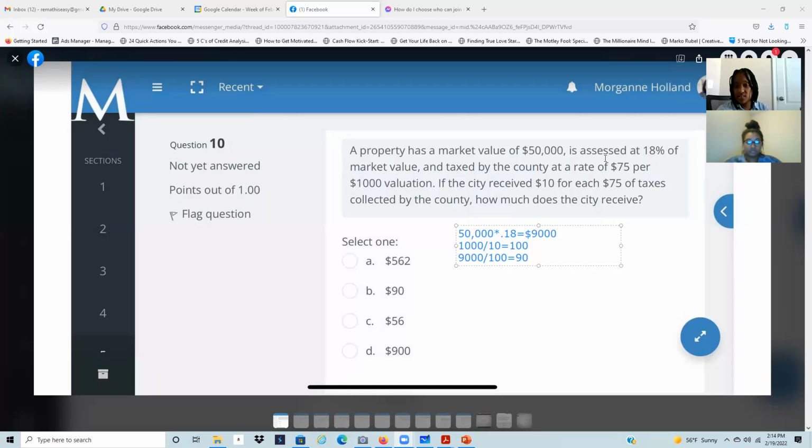Well, first of all, you got to get the assessed value. So you take the $50,000 times 0.18, which is equal to $9,000. And then it's asking how much would the city receive? So you take the $1,000, divide it by 10 to get 100. Then you take that 9,000 divided by 100 to get $90, which is what the city will receive. All right, that's that problem.